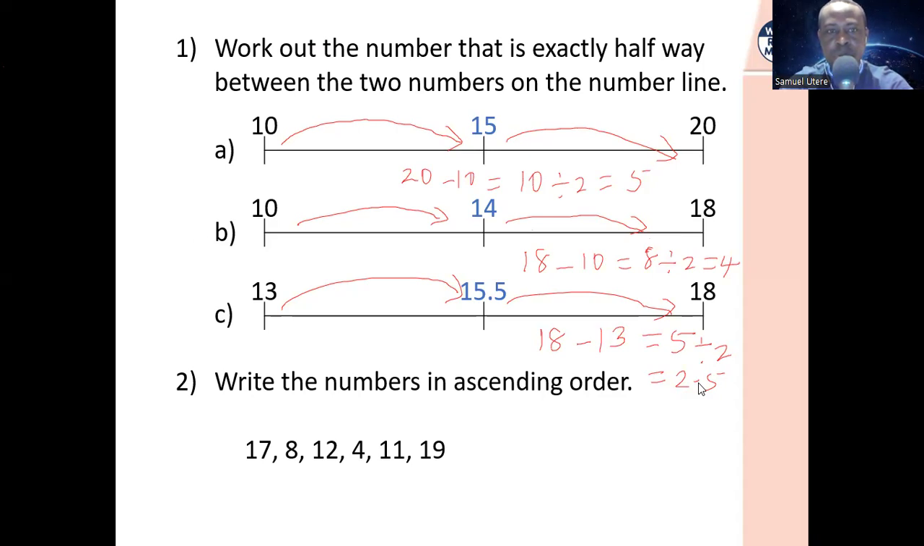For question 2, you were asked to write the numbers in ascending order. Ascending order, remember from one of our previous lessons, we looked at the meaning of this word. It means to write from the least value to the highest value. And here is the answer. Okay. Let's rub this off before we move on.